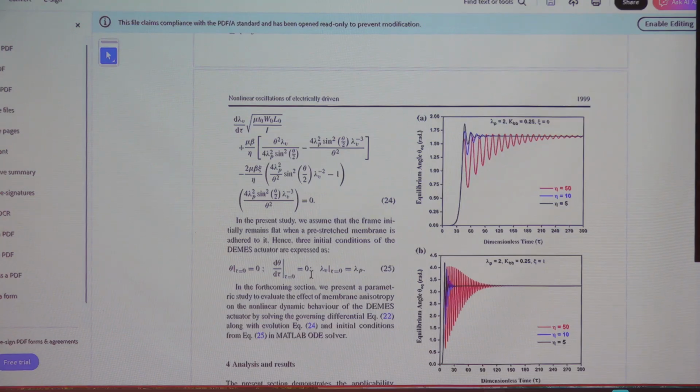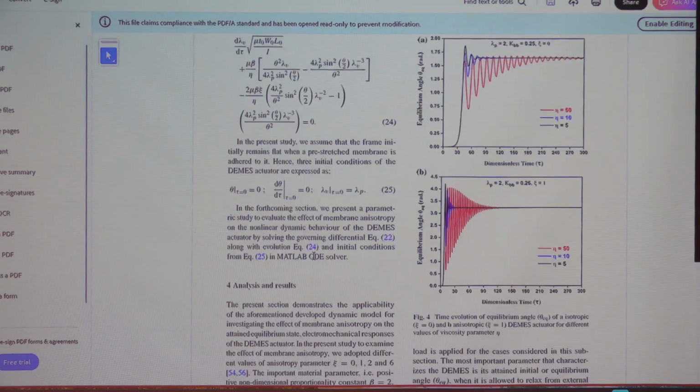Some people directly take lambda viscous to be 1. But it's not right. For example, if you are providing a pre-stretch of 2 and you take 1, it will not give you the exact result. Some error will be there. So it should be nearly equivalent, or you can directly take it equal to lambda p. That is the basic understanding. The formulation has a governing equation, an initial condition, and the evolution equation.